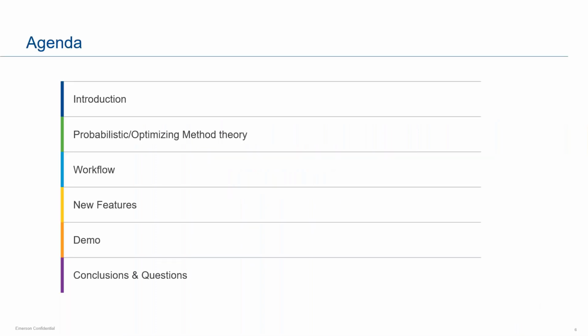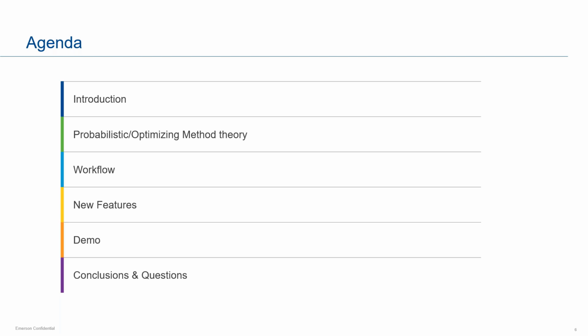Today's agenda includes, in the introduction part, a talk about deterministic analysis. This will help to know the difference between the deterministic and the probabilistic method, which will be followed by the optimizing or probabilistic method theory. Then I will discuss the workflow of how to use the optimizing method in Geolog and how you can generate the results. Then we'll discuss some of the new features.